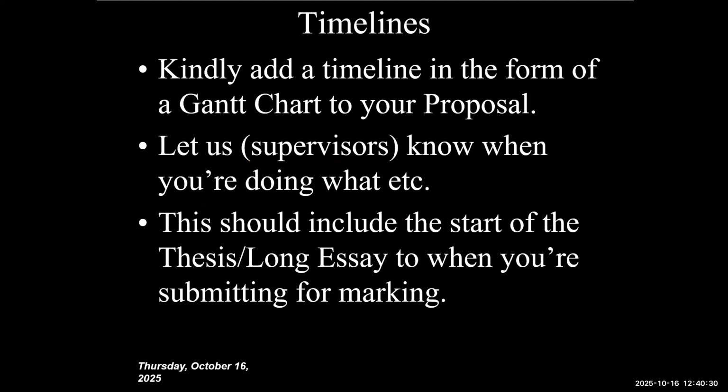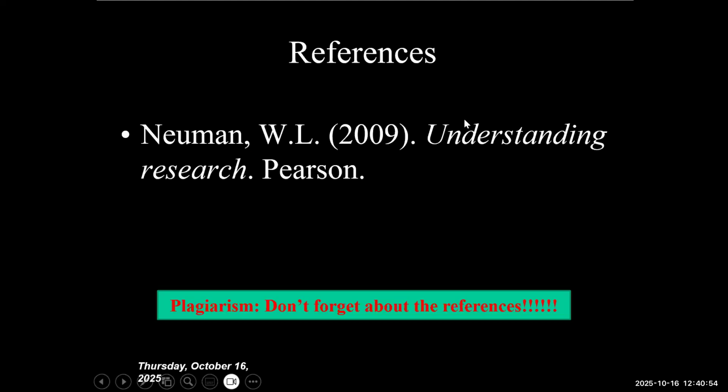In a proper proposal writing, you have to provide the timelines. You add a timeline in the form of a Gantt chart to your proposal. Most of the time we don't add it in our dispensation, but you let the supervisor know when you are doing what. This should include the start of the thesis or long essay up to when you are submitting for marking. That's what the timelines are about.